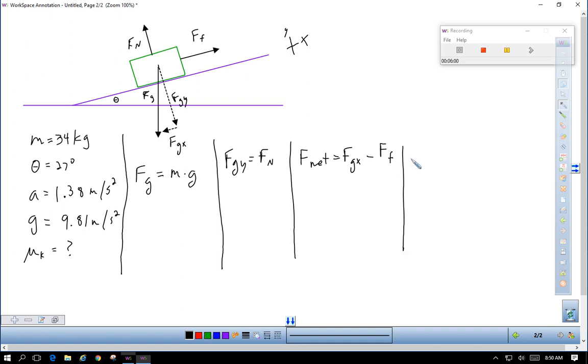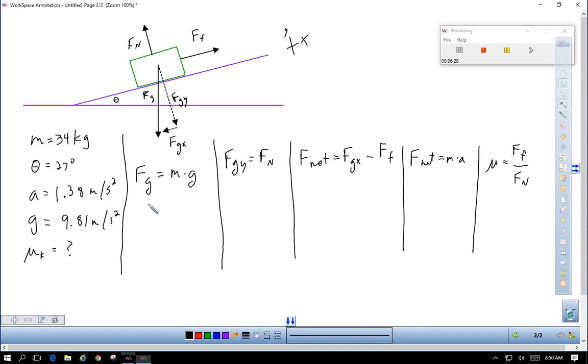Great. Now let's see, two other things that we know are always true. We know that F net is always equal to M times A, and we also know that mu is equal to FF divided by Fn. Since we're actually looking for mu, this is likely going to be our finish line, so we'll need to find FF and Fn. I could find FF from this equation, and I could find Fn right here as soon as we find FGY. So let's go ahead and find FGY.